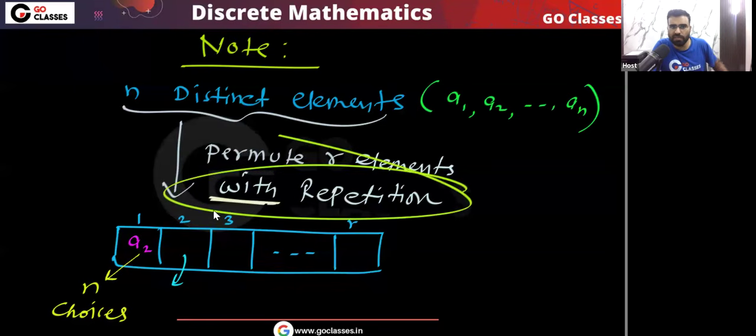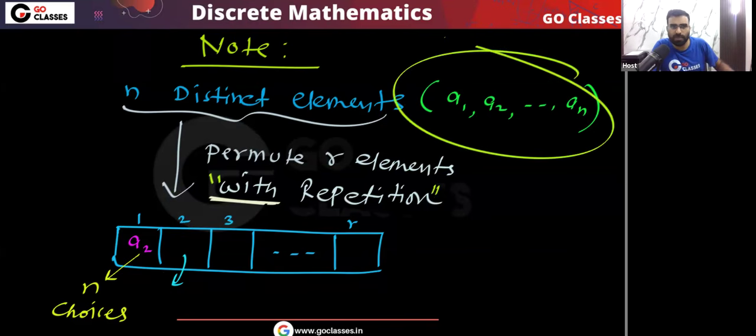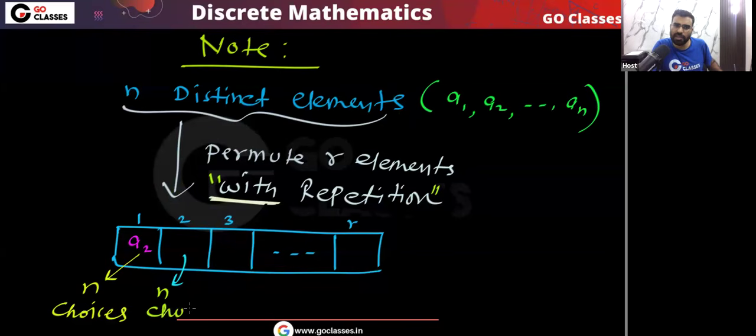Because repetition is allowed, we are doing it with repetition. So it simply means that in the second position, again, I can put any of them. Do you agree with me? Again, there are total n choices. For the third position also n choices, and for the last position also there are n choices, because repetition is allowed. If you want, you can do repetition also.